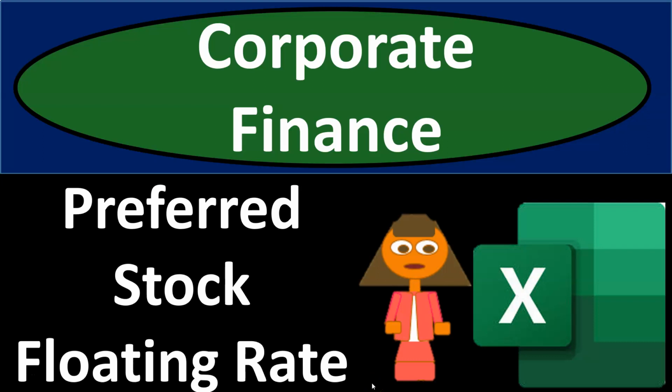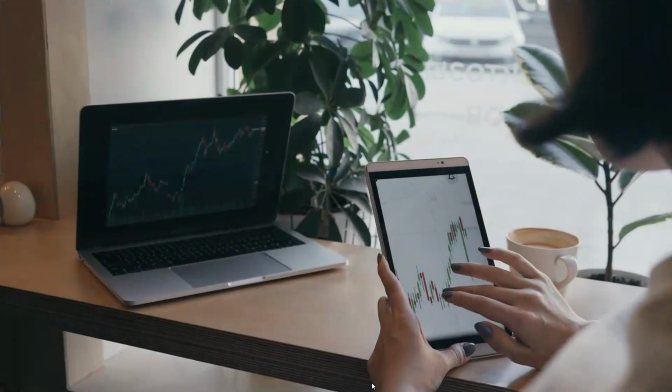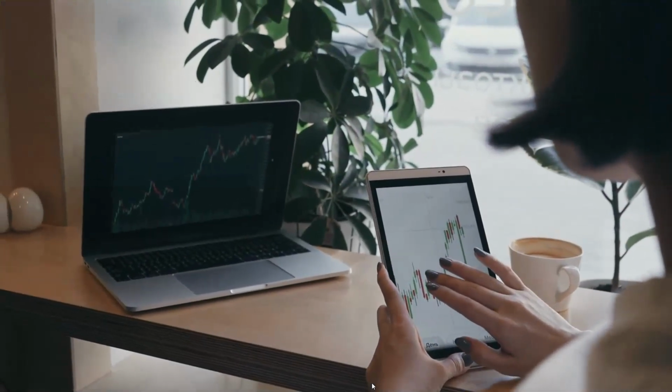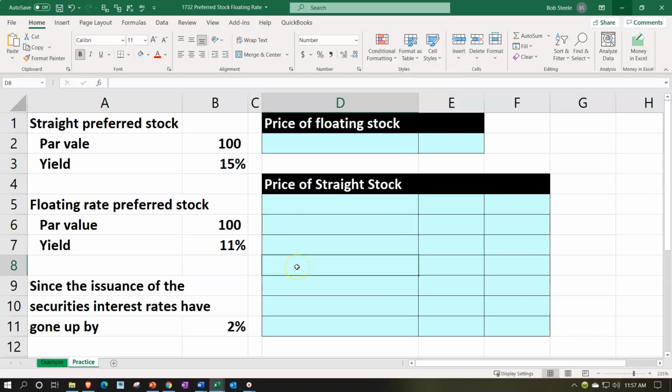Corporate finance practice problem using Excel. Preferred stock, floating rate. Get ready. It's time to take our chance with corporate finance. Here we are in our Excel worksheet.